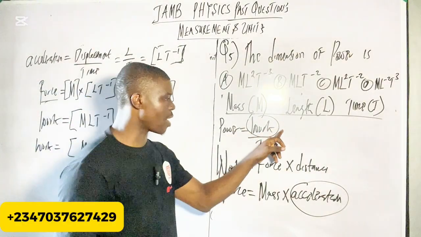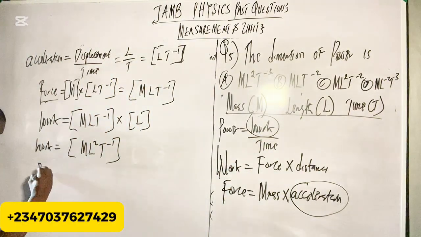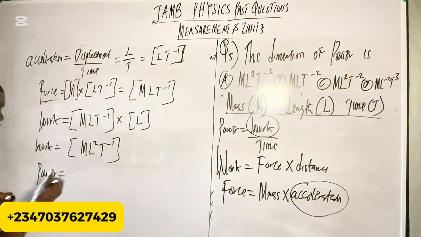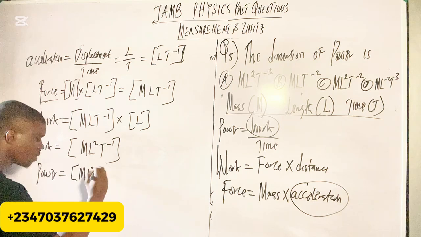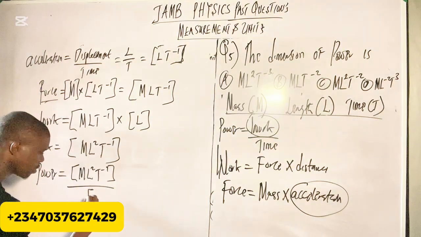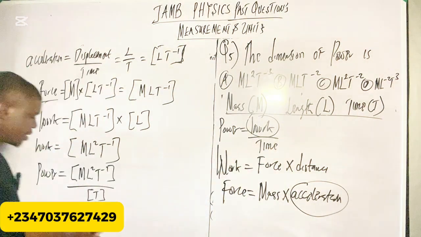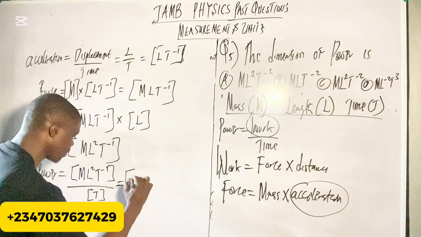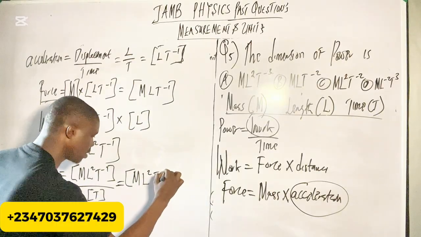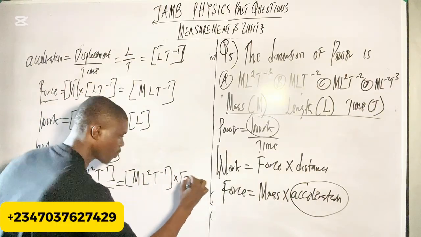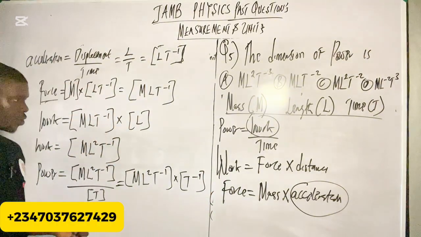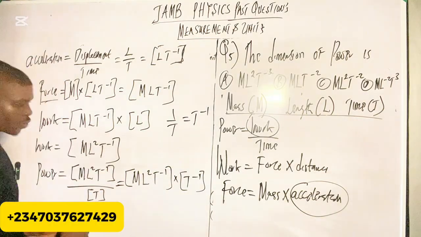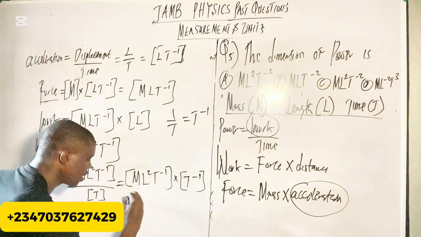Then power. When you talk about power now, power equals work over time. My dimension for work is already this guy here, over T, because here we have time, which is T. Now, if you bring the T up here, in indices we say T to the power minus 1. So if you combine this one here, minus 1, here we have.